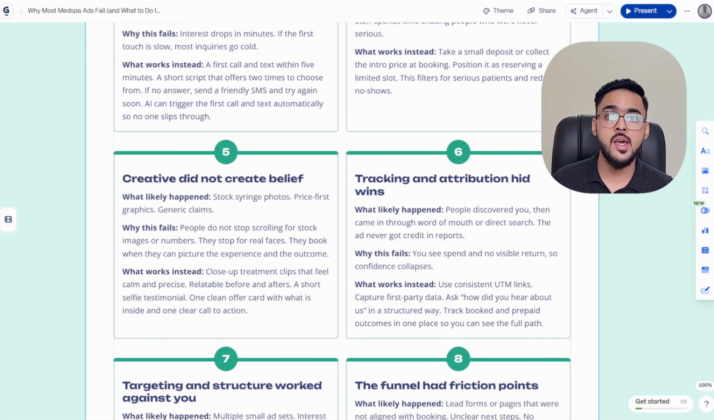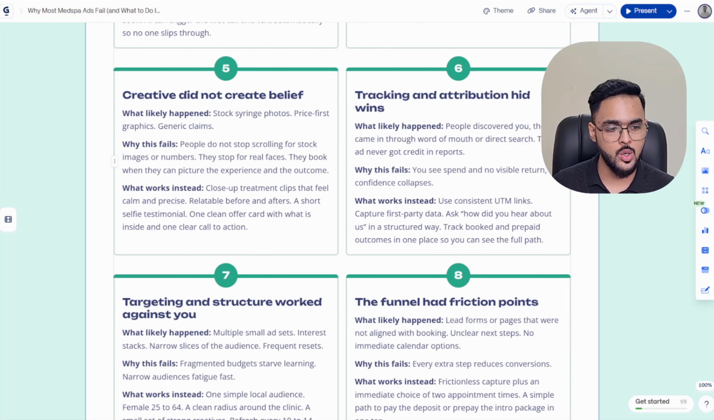The fix is better tracking using UTM links, structured intake questions, and tying booked visits back to the campaign lets you see the full path. So you can tell which ads are actually driving patients through the door.